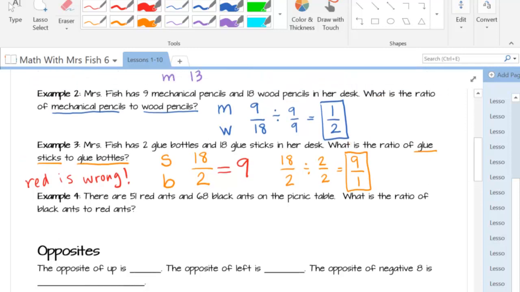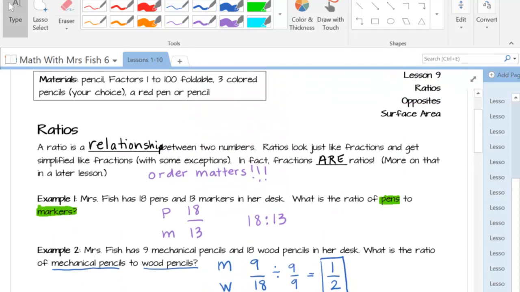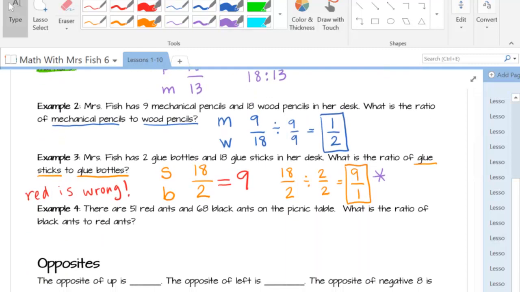Now, put a little asterisk next to that, and then come up here and put the asterisk with the exceptions. Okay? We treat them like fractions, except in one of these cases where if there's a 1 in the bottom, we're still going to leave that 1 there. We're not going to take it away like we did here with the red.